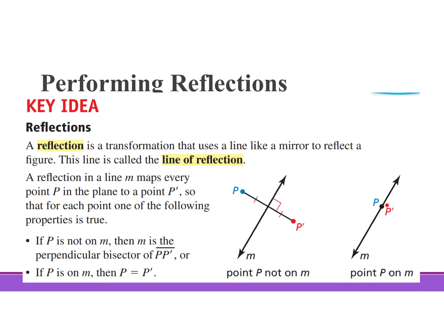If your point P is actually on that line of reflection, you're not going to notice a change in position for that point, but point P can also become P prime then. And that's only if the point lies on that line of reflection.